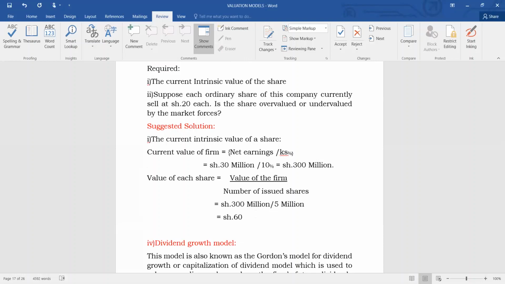Suppose the intrinsic value of each share of the company is 60. Suppose the shares of this company are currently selling at 50 each. Is the share overvalued or undervalued by the market forces? The intrinsic value is 60, the market value is 50. Do you think the share is overvalued or undervalued? It's undervalued.